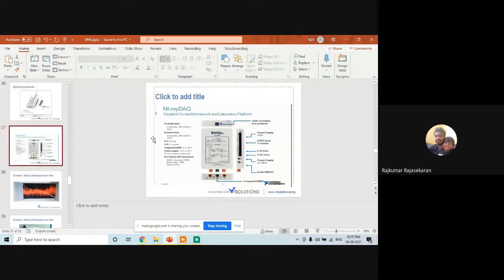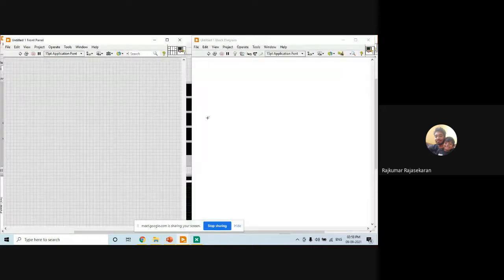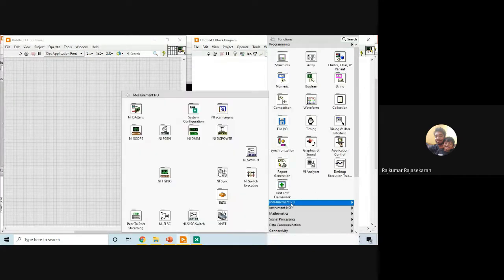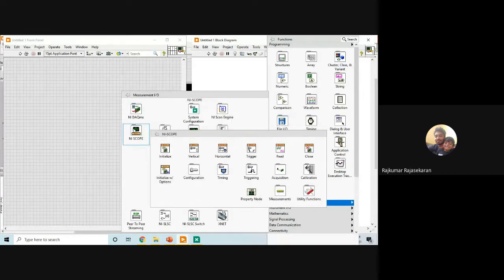Let's see about this DAC hardware. Even if you want to create your own application, you have certain toolkits inside LabVIEW in order to interact with hardware. Like, if you see, we have NI's DAQmx, which is capable of making measurements of analog input and output, and digital input and output.